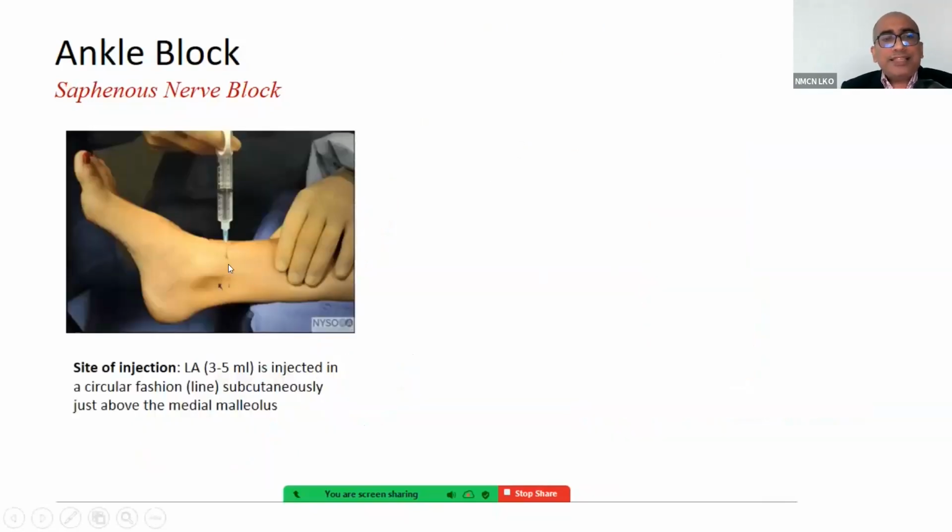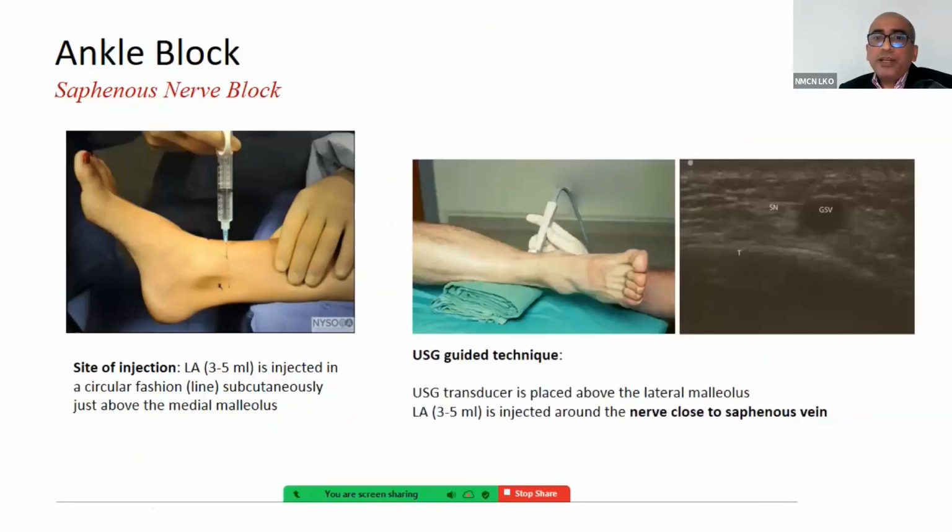And the site of injection lies above the medial malleolus, and in a subcutaneous fashion, 5 to 7 ml of local anesthetic can be injected along the greater saphenous vein over the medial malleolus. Well, this can also be done under ultrasound guidance, where the probe is placed above the medial malleolus, and we identify the vein, and side by side lies the nerve. And alongside the vein, we inject the local anesthetic to block the nerve.